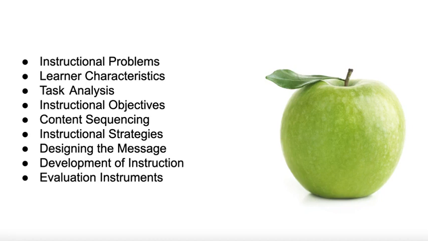Instructional objectives, indicating what a learner should know and be able to do at the end of a unit, are addressed next. An instructional designer would then determine the sequence in which the learning should be presented. Designing the message involves determining an effective means for communicating instruction, leading to the development of the instructional strategies along with the instruments designed to assess whether the goals and objectives have been met.